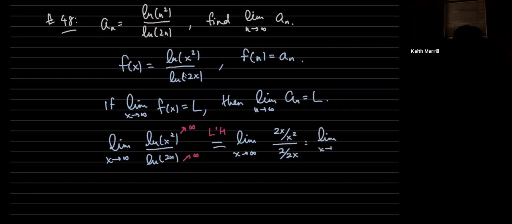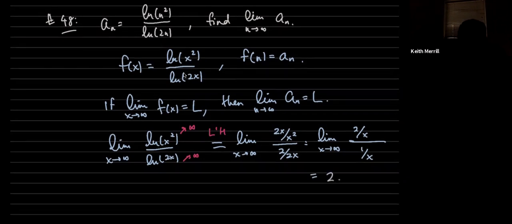Again, before I even worry about the fraction of fractions, multiply by the reciprocal, I'm going to notice that already the top could just be written as 2 over x, and the bottom could be written as 1 over x. And so this then tells me that this is going to tend to 2.